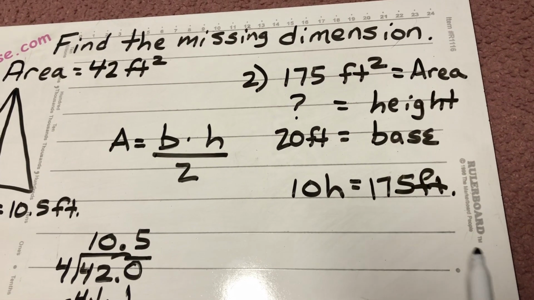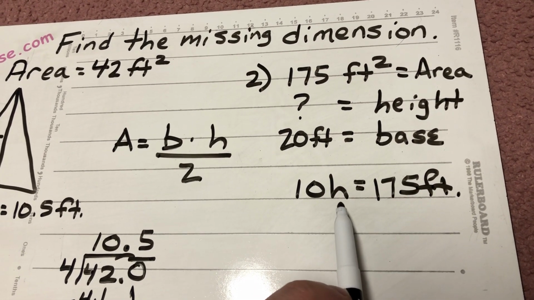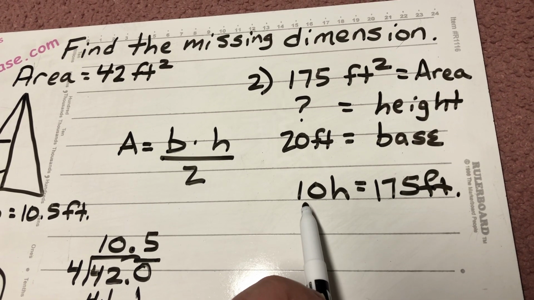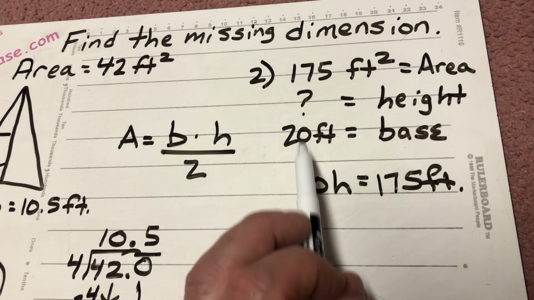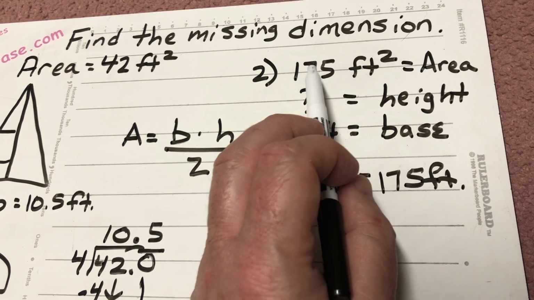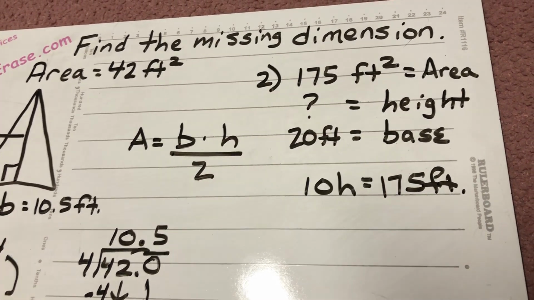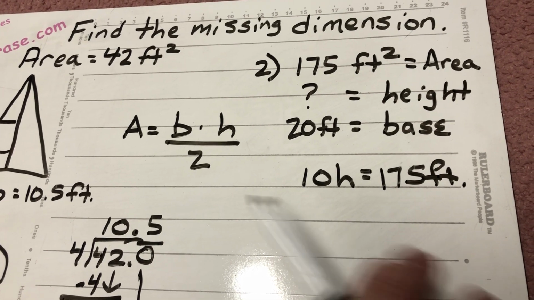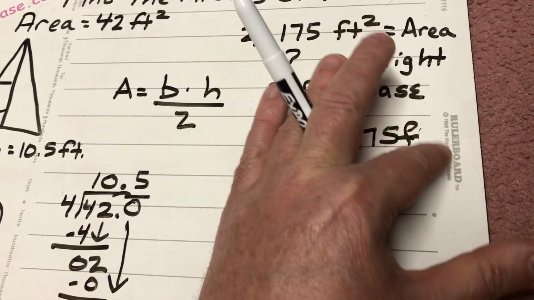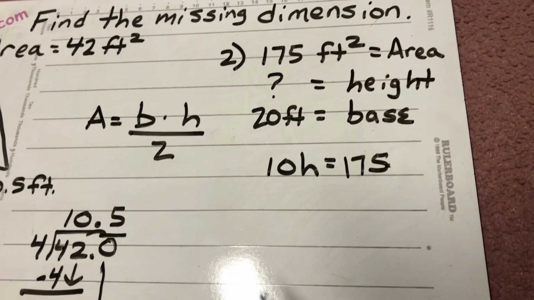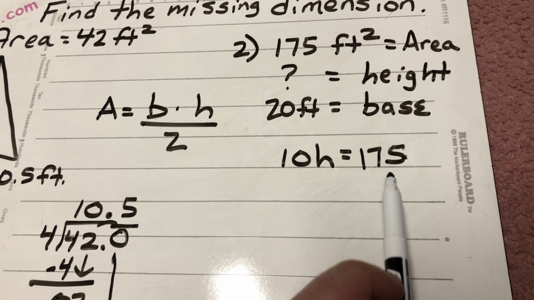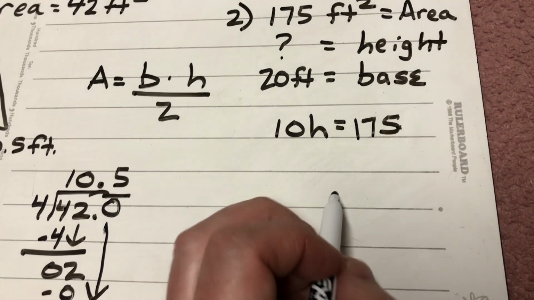And once again, if my number that I know is not divisible by 2, I can just keep that number the same, but then double that, and work with a little bigger numbers. But 10 times my height equals 175. I don't really need to label that. And as we learned back in chapter 6 with equations, this is going to be 175 divided by 10.